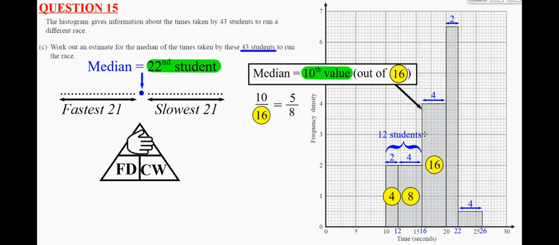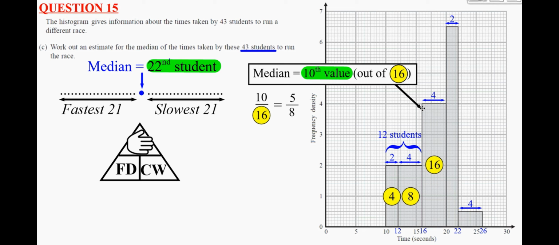So obviously the first person in this category, in this bar, would be over here. The 15th person would be towards the end of the bar. So 10th out of 16 is just over halfway. That's where the 22nd student overall, the 10th one in this bar, would be. And you can even count it up in a fairly babyish way. There's nothing wrong with doing that.